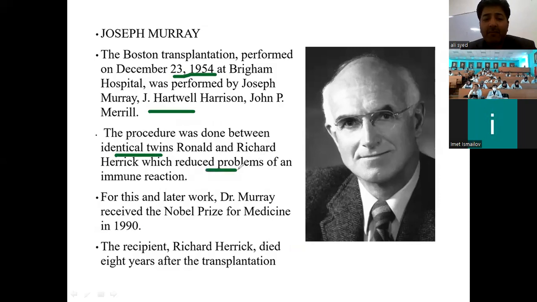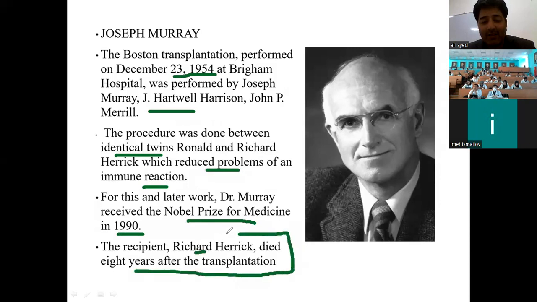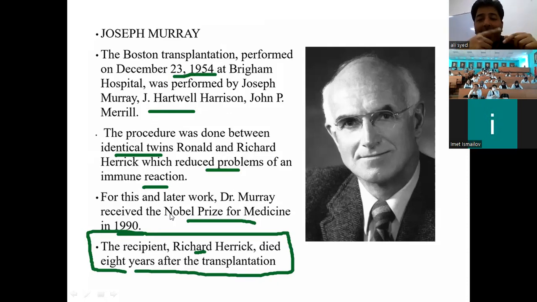Okay, and it reduced the problems of an immune reaction. And for this, later, Dr. Murray received the Nobel Prize for Medicine in 1990 also. Okay, the recipient, Richard Hendrick, died 8 years after transplantation. So see here, the first successful transplantation was done in 1954. And it was successful because the patient lived after transplantation for the next 8 years. So this is how you help the patient, by prolonging the lifespan of the patient. So it increased the lifespan of Richard Hendrick by 8 years. And for that, Dr. J. Murray got what? Nobel Prize in 1990. Okay, so this was a successful transplantation.